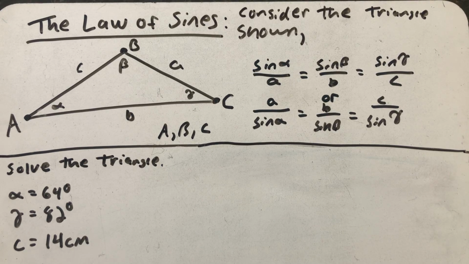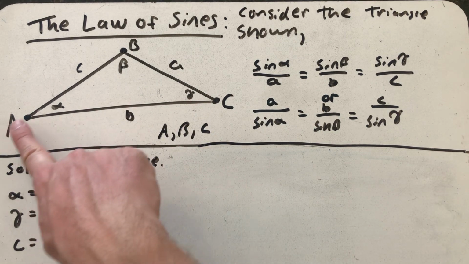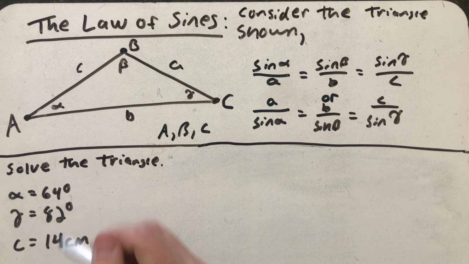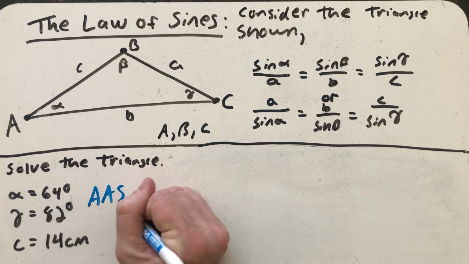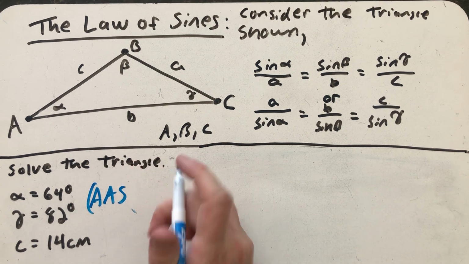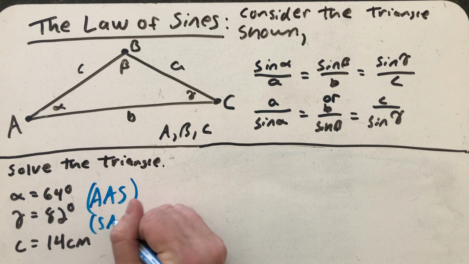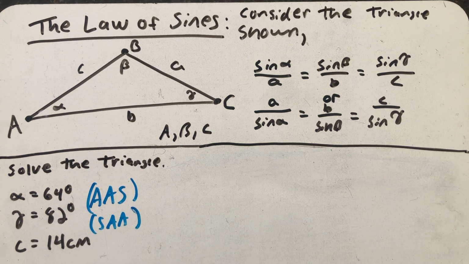We've been asked to solve the triangle where alpha is equal to 64 degrees, gamma is equal to 82 degrees, and little c is equal to 14 centimeters. When I look at the law of sines, I realize I've been given angle, angle, side. And you could also rightfully call that side, angle, angle, because I know a side and two angles, just not the side between the two.